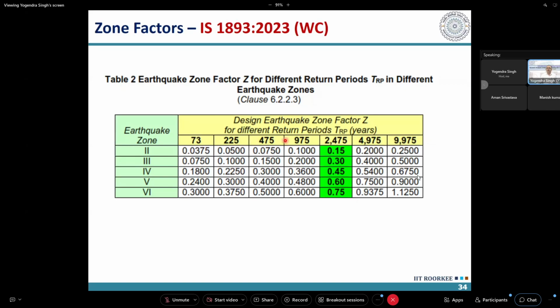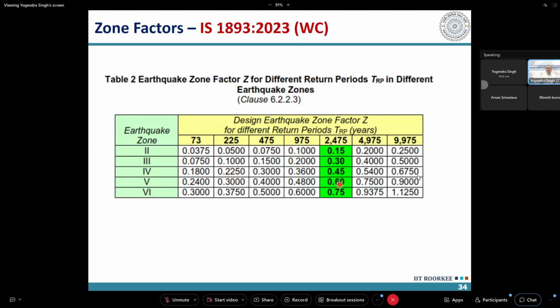So as the return period is increasing, the Z value will go on increasing. So we can compare the values in our current code, IS 1893 2016, with these values for 2475 years. For zone 5, it is 0.6 proposed, and currently it is, you will say 0.36, I will say 0.54. Why 0.54? Because that needs to be multiplied by 1.5 to convert it into MCE. So that is only the median value which needs to be multiplied by 1.5, so that will become 0.54.